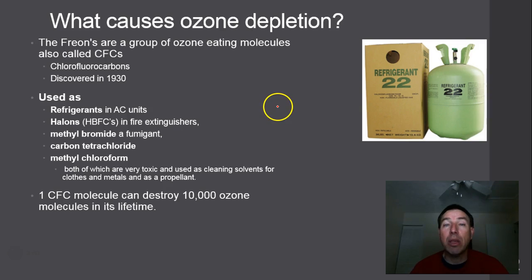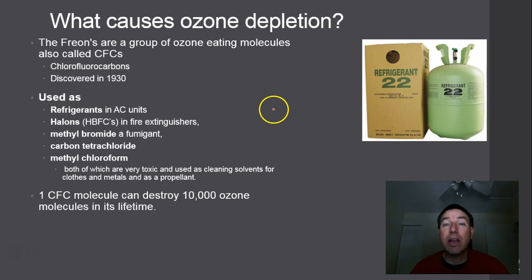And they were thought to be wonder chemicals because they didn't react with anything in the troposphere. And so we could put them in air conditioning units as refrigerant because they wouldn't react with the metals in the air conditioning units. We could use them as fumigants because they would not react with any of the other materials that needed to be fumigated. They were also used as fire extinguishers, particularly halon systems in restaurants or maybe hospitals where the fire needed to be put out fairly quickly.